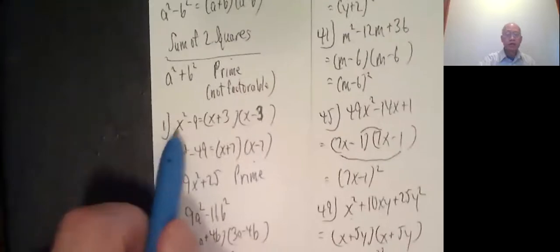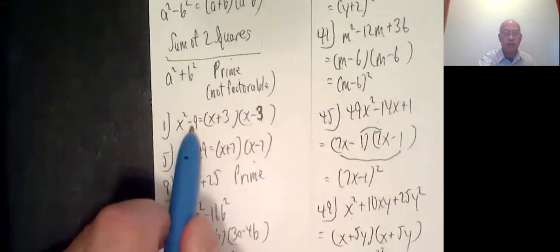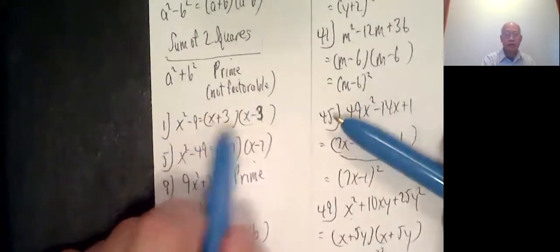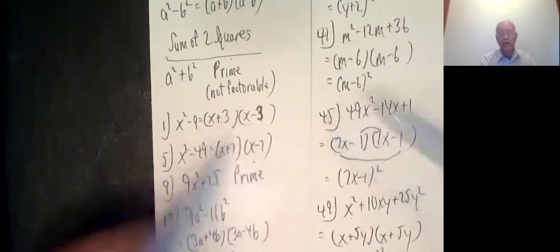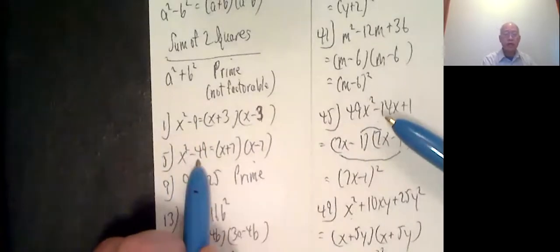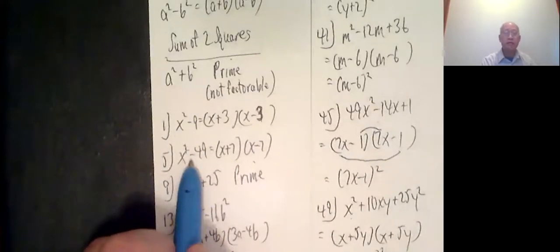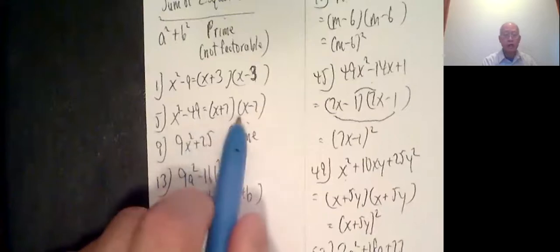Okay, so number one, x squared minus 9. That's x squared minus 3 squared. So simply x plus 3, x minus 3. You can put the minus in front of the plus, but normally we put the plus first. We like positive. X squared minus 49. That's x squared minus 7 squared. So x plus 7, x minus 7.